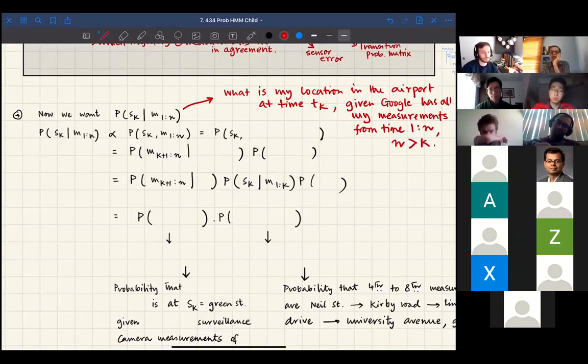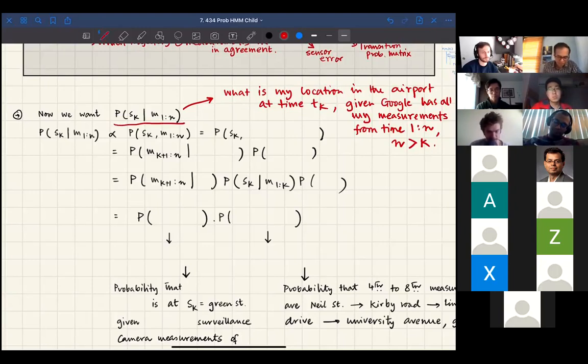Make sense? I walked through the airport. My phone made some measurements. Mine is a Google Android phone. Google took some of those data. Google has all the measurements that I made while I walked through the airport. And now Google's HMM modeling guy is asking the question, at the kth time, where was Romit in the airport? That's what this probability is asking.